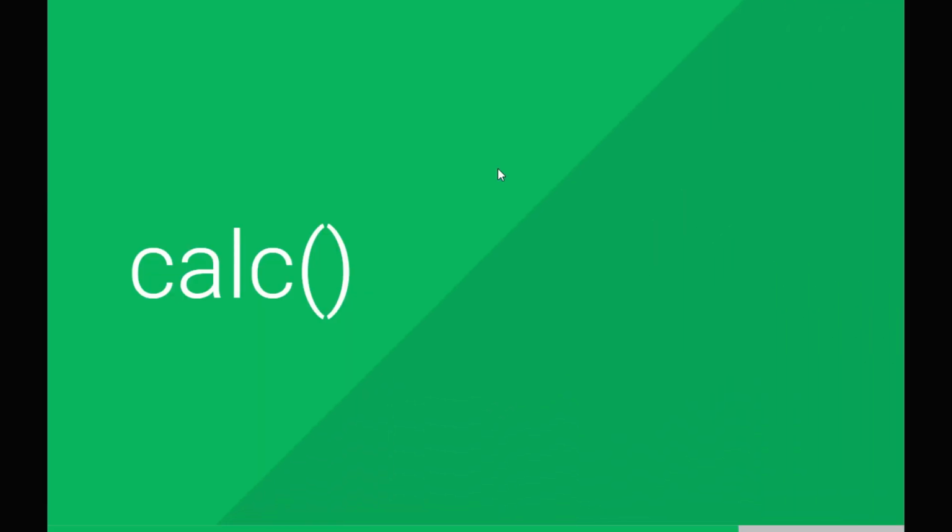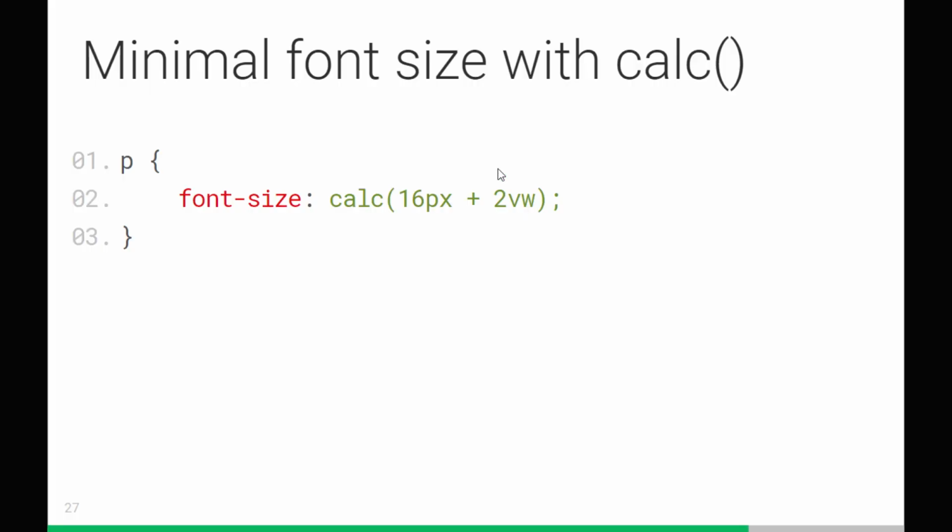And the last one, calc. It's math in CSS. Sometimes we need to set a font size which depends on the screen size. The easiest way to do this is using vw, viewport width, as font units. But on tablets, the font will be too small. With calc, we can write it in this way and set a minimal font size for the block.